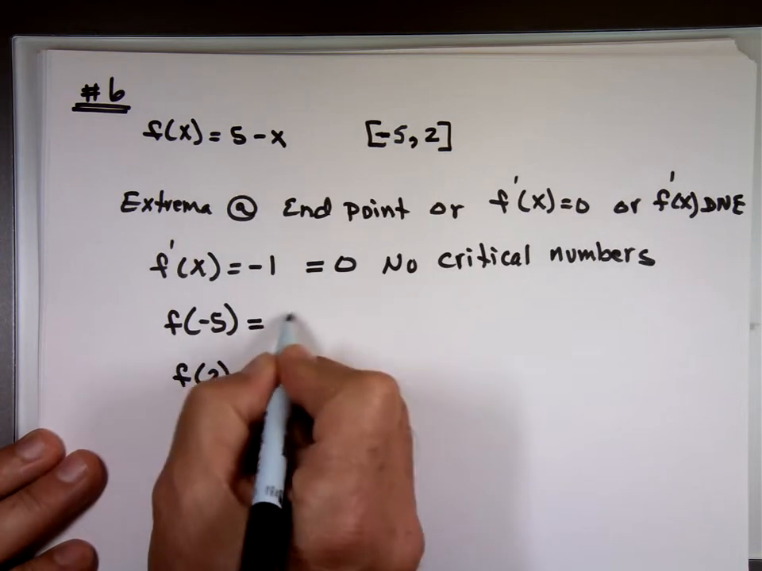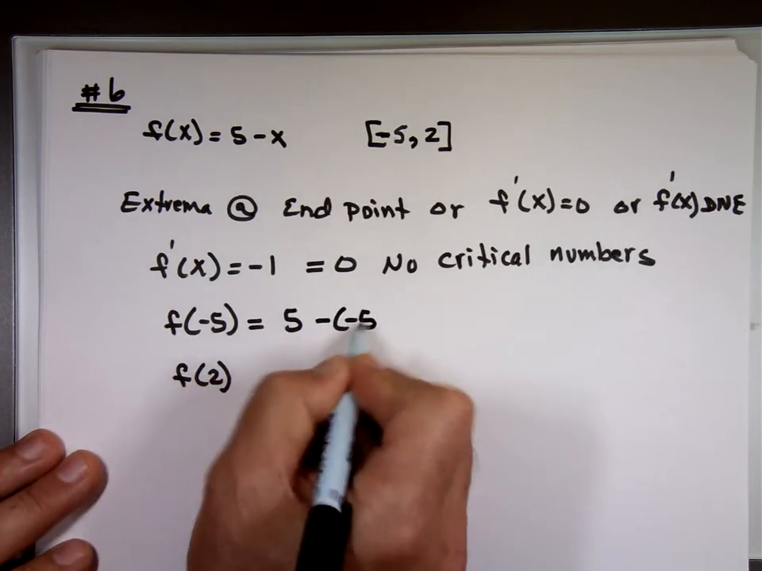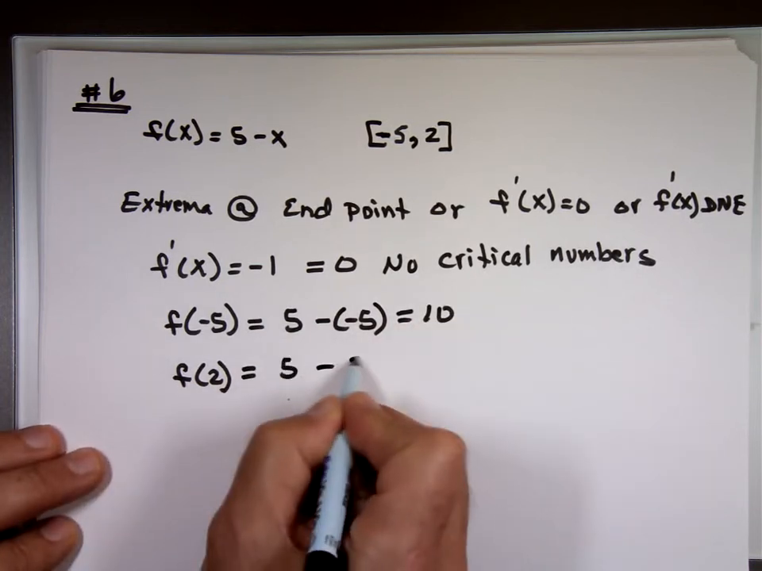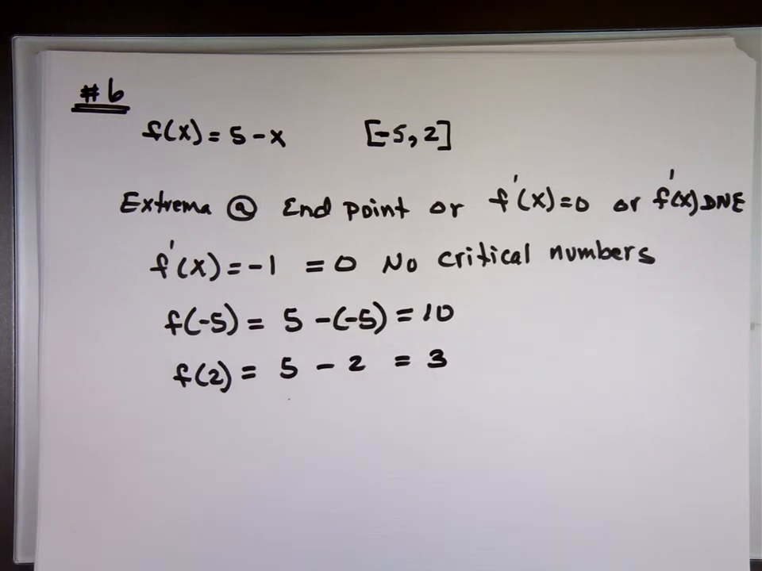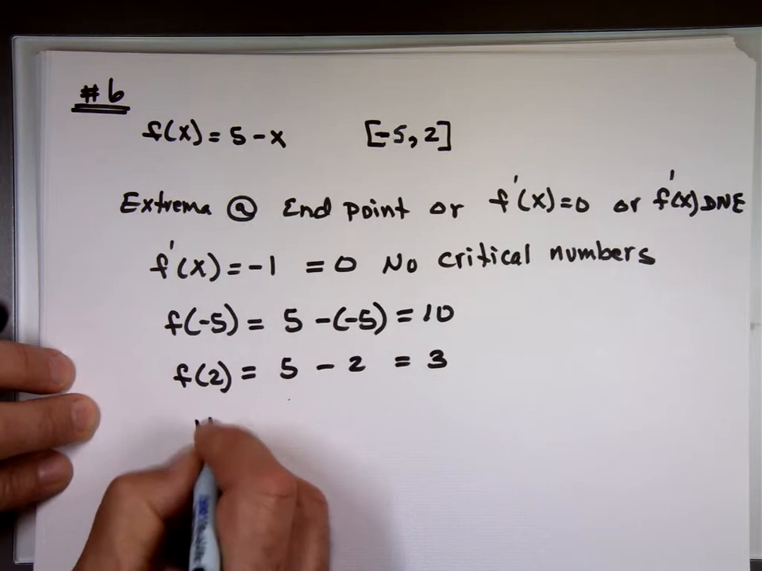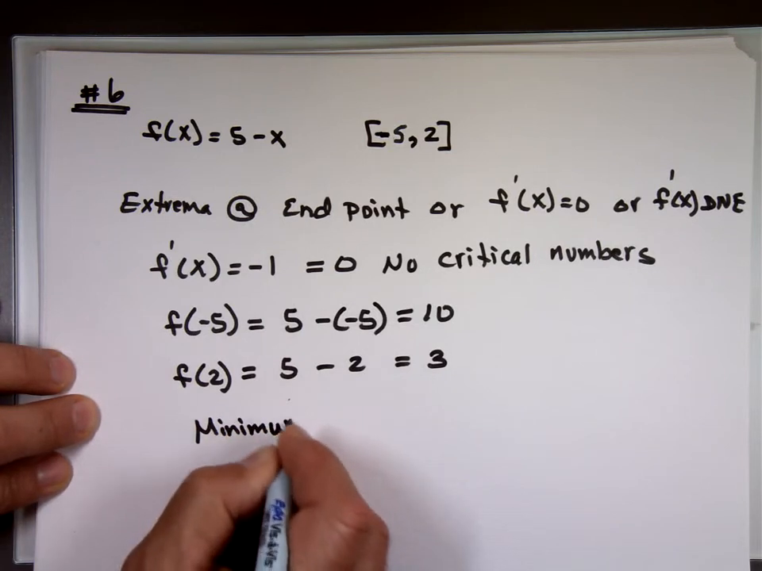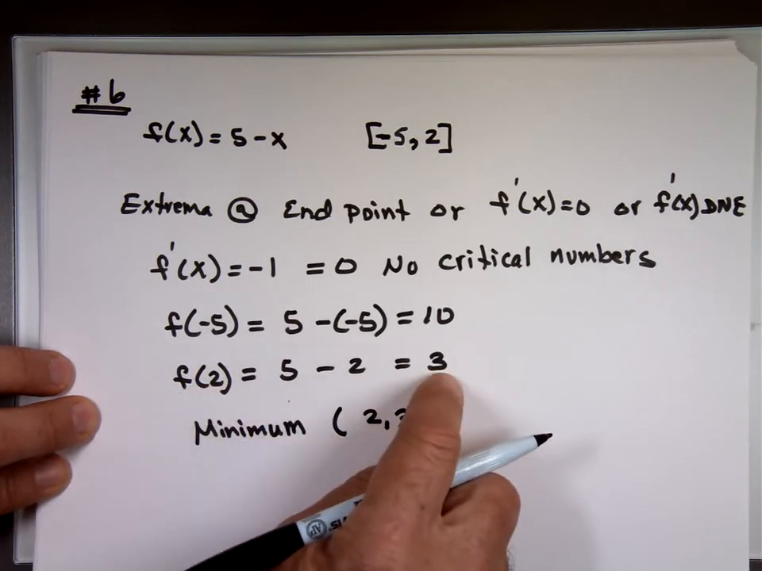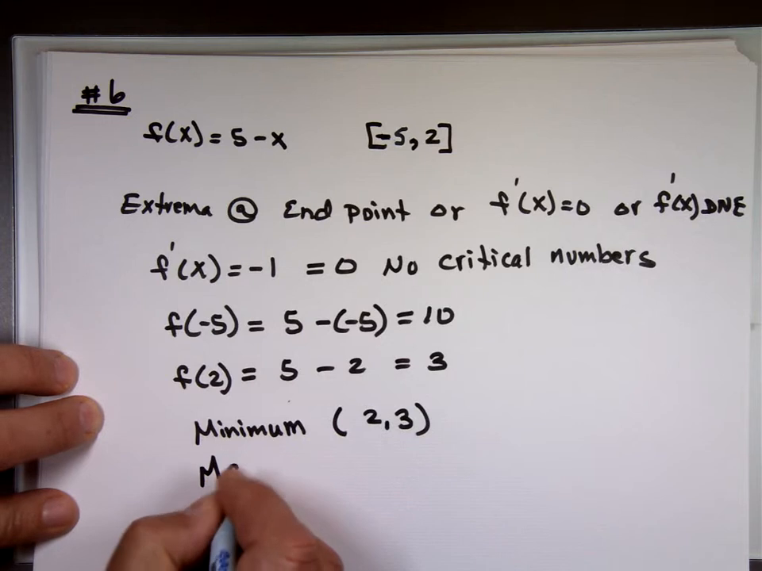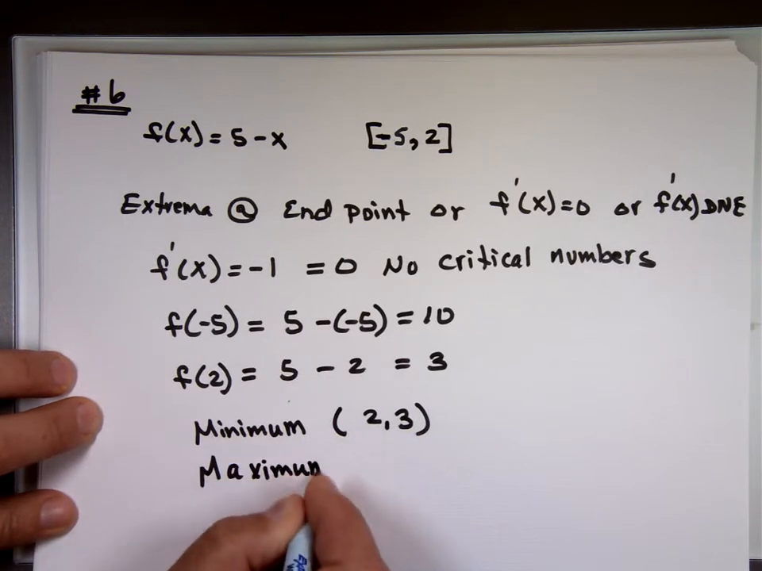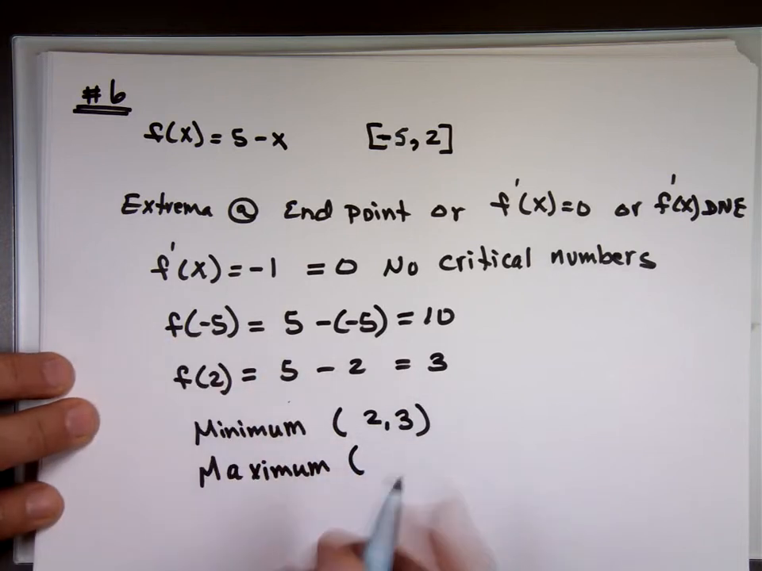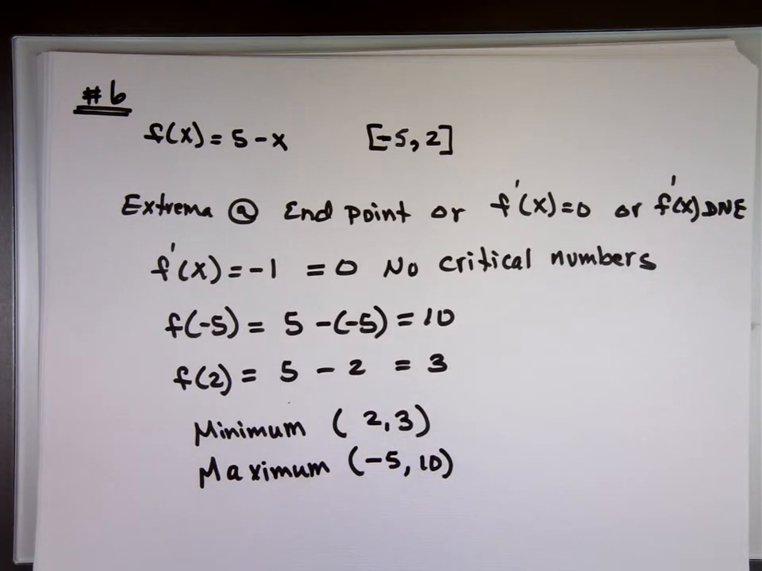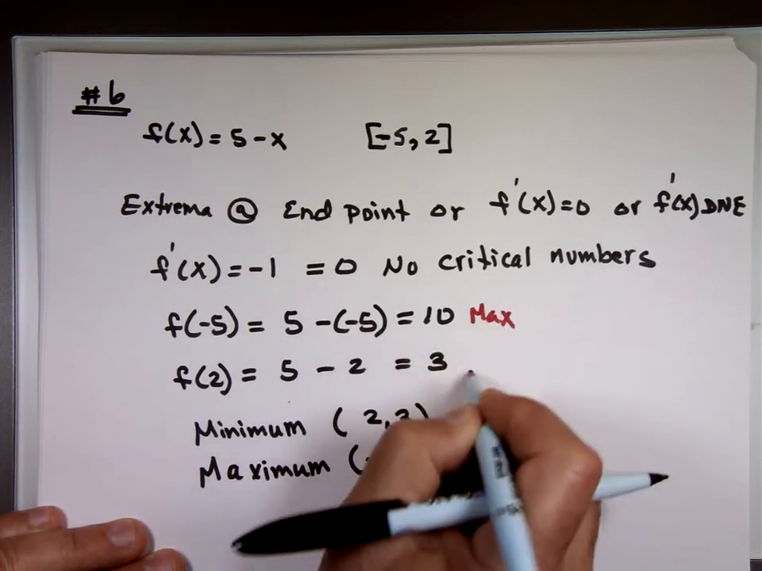At negative 5, we have 5 minus a negative 5, which is what? 10. And at 2, that'll be 5 minus 2, which is what? 3. So now we have the minimum. Where? At 2 comma 3, when x is 2, the y value is 3. And the maximum is going to be where? At negative 5, and the value of that is going to be what? 10. That's your minimum and maximum. So this is the max, this is the min.